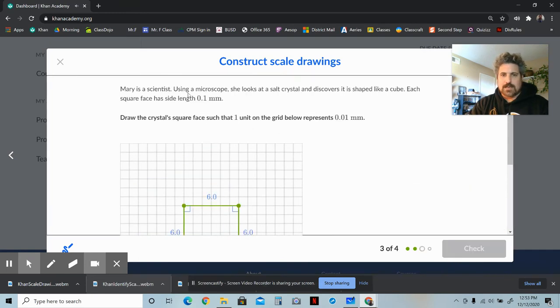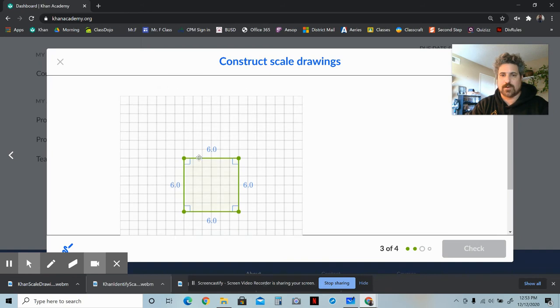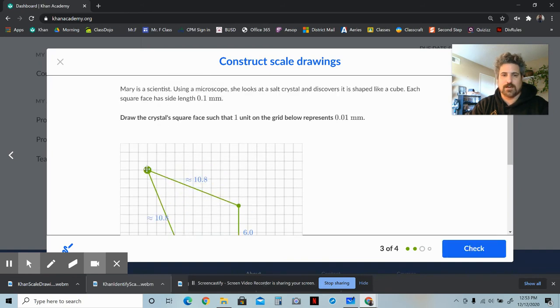Says Mary is a scientist using a microscope. She looks at a salt crystal and discovers it is shaped like a cube. Each square face has a length of 0.1 millimeters. Draw the crystal's square face such that one unit on the grid represents 0.01 millimeters. Well, what's 10 times 0.01 millimeters? 0.1 millimeters, right? So you're looking at 10 units by 10 units, right?